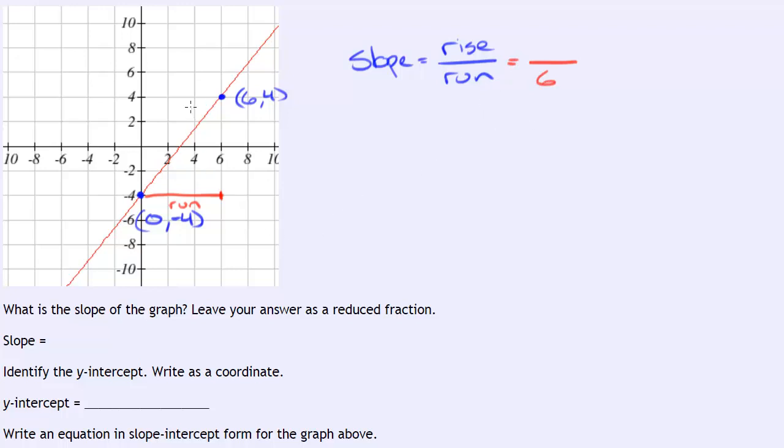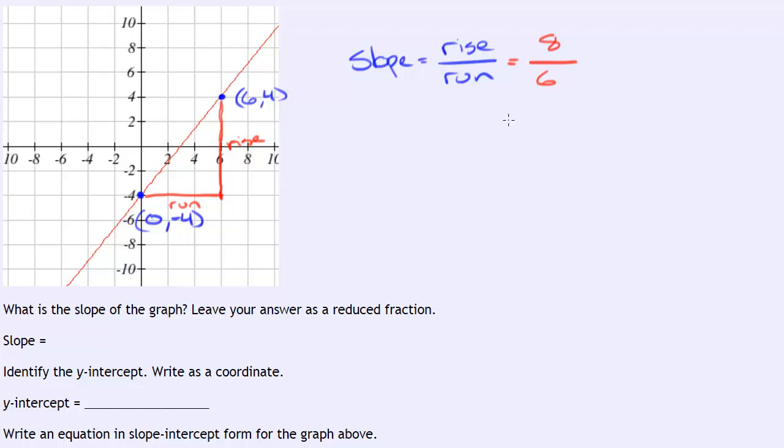The numerator value is the rise, or how high you have to go from point to point, how much vertical change there is. And to go from a -4 up here to a +4, that would be a rise of 8. Again, from the -4 to the +4 right there.